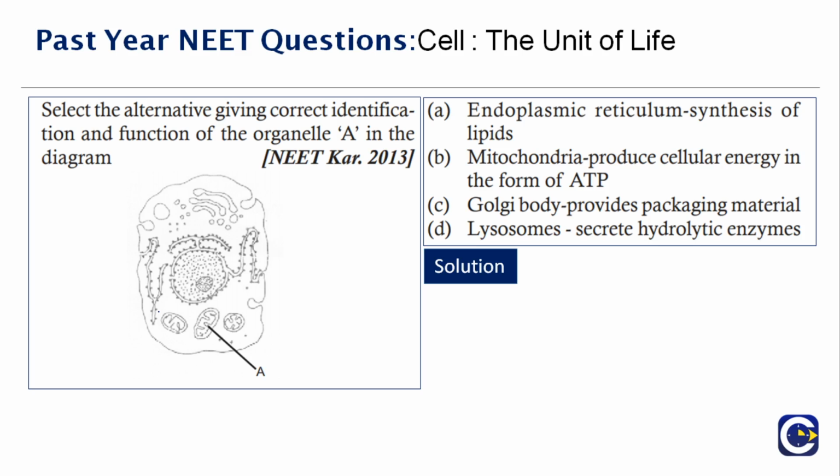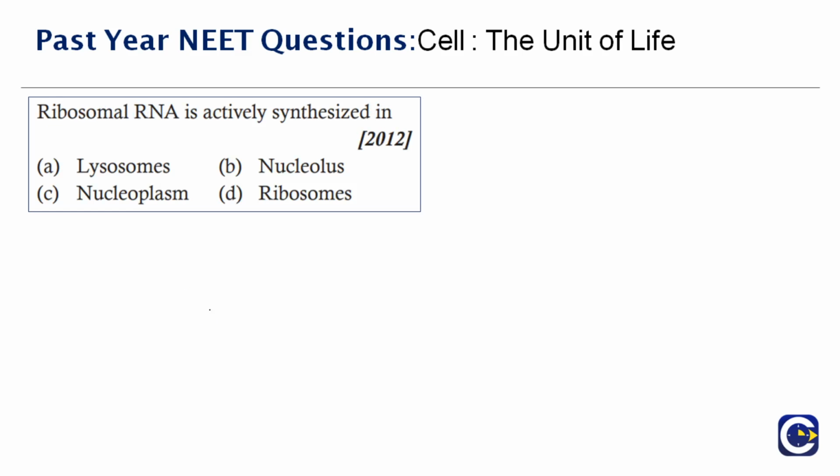So any idea what it is? The correct answer goes to option B. So they have clearly marked this region which shows mitochondria. Right, this picture clearly shows mitochondria. So mitochondria produces cellular energy in the form of ATP. Okay, therefore the correct answer to this question is option B. Okay, so these questions can be expected in NEET. It is very important that you go in depth with your book and study. Now let's move to the next question here.